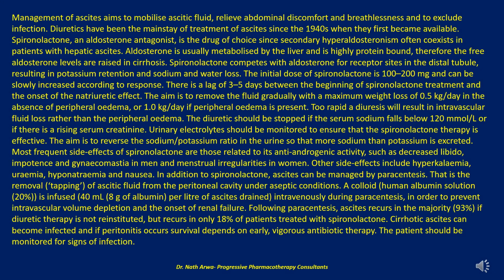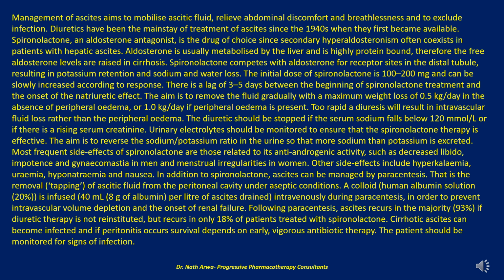Management of ascites aims to mobilize ascitic fluid, relieve abdominal discomfort and breathlessness and to exclude infection. Diuretics have been the mainstay of treatment of ascites since the 1940s when they first became available. Spironolactone, an aldosterone antagonist, is the drug of choice since secondary hyperaldosteronism often coexists in patients with hepatic ascites.